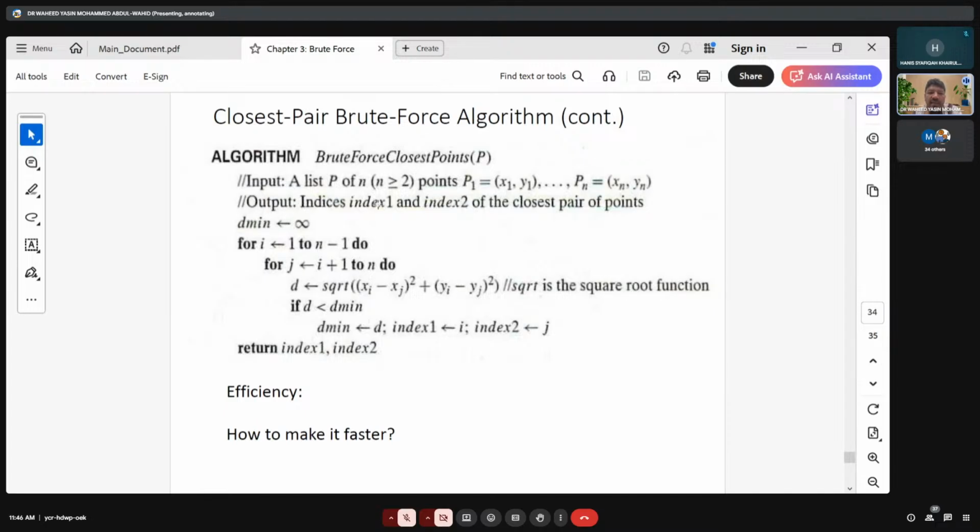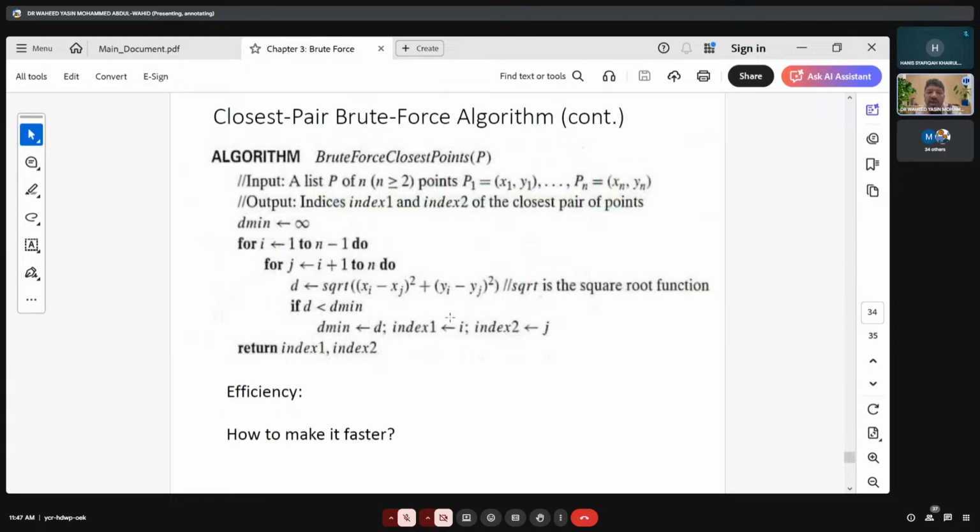Output: indices index 1 and index 2 of the closest pair of points. d minimum is infinity. For i equal 1 to n minus 1, do. For j equal i plus 1 to n, do. d equals the SQRT, this one, to find the distance: SQRT of (xi minus xj) power 2 plus (yi minus yj) power 2.